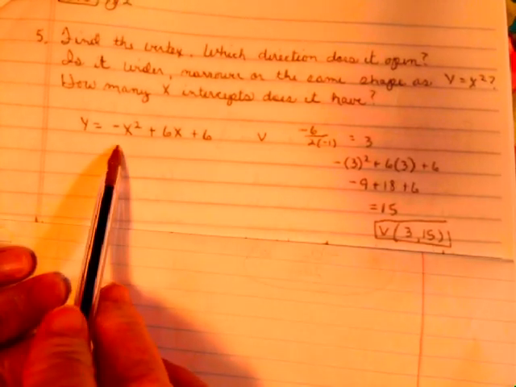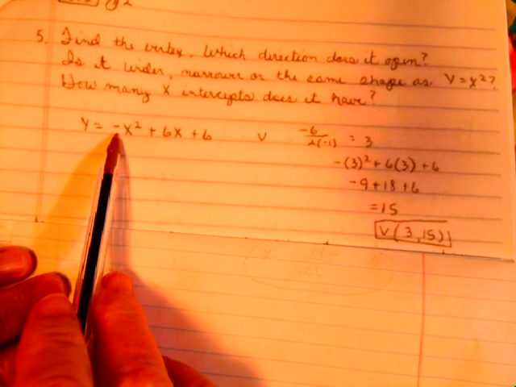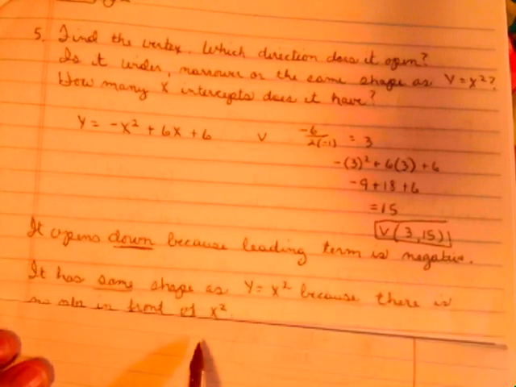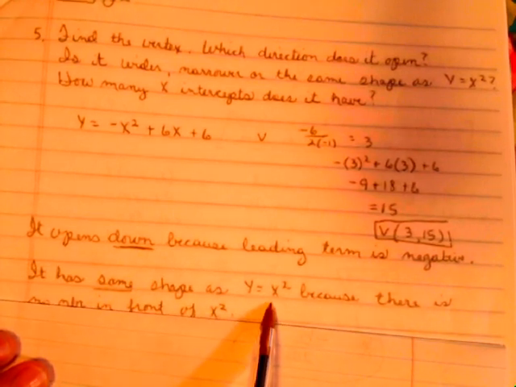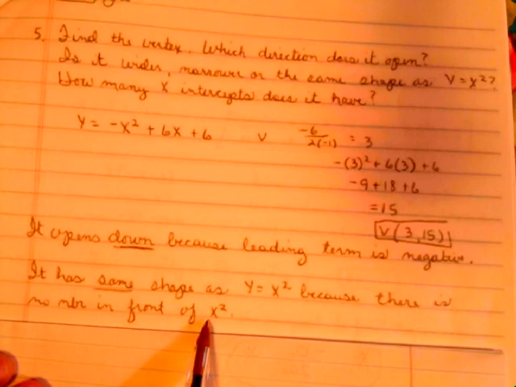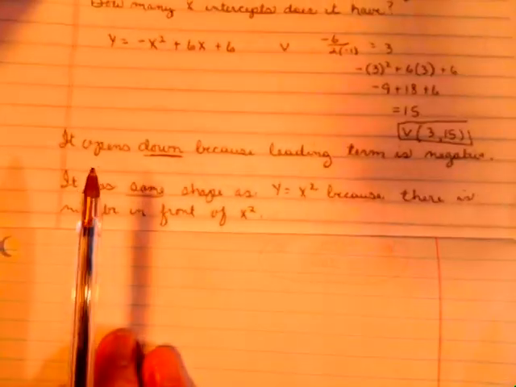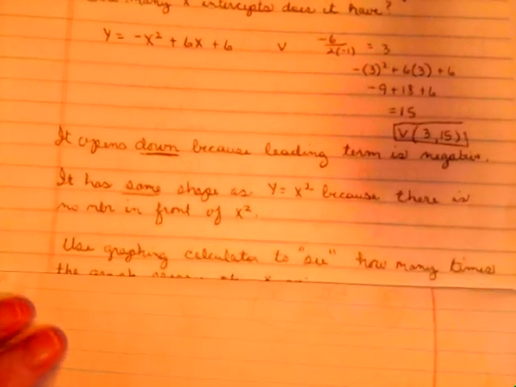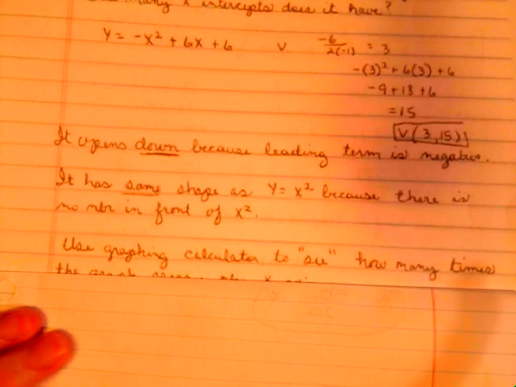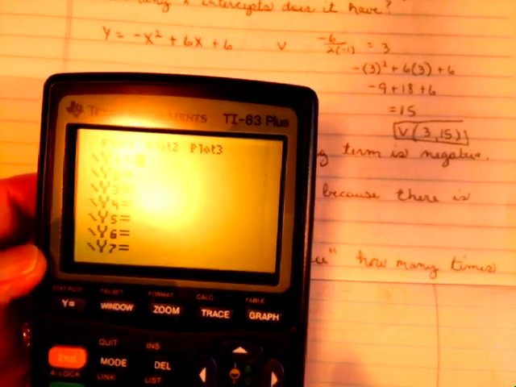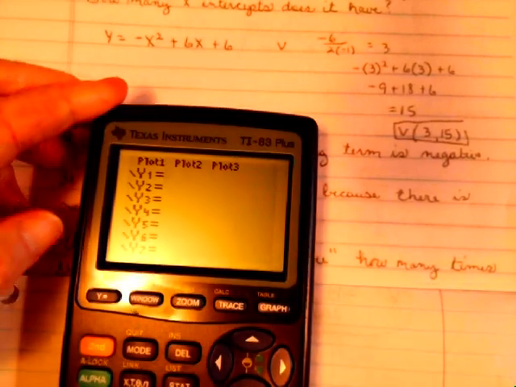Which direction does this open? Down, because that's a negative sign. It has the same shape as y equals x squared because I do not have a number in front of that x squared. All I got is a negative sign. They're asking me how many x-intercepts it has. Well, the easiest thing to do is just graph it and see how many times it crosses the x-axis.